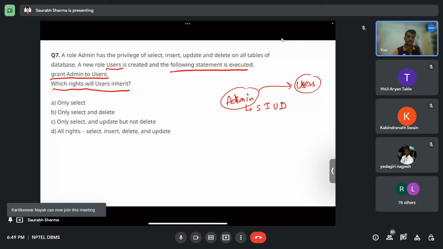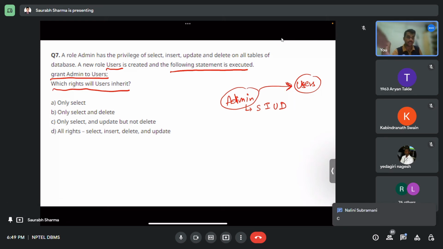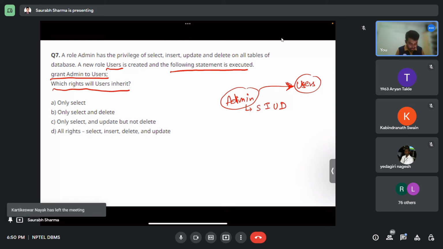If we go through the lectures, we will see that whenever we grant some role, the user virtually works as that role. So the user will have access to all the rights defined for admin. If admin is able to use select, insert, update and delete, the user will also be able to do the same. The first option is only select, no. Only select and delete, no. Only select, update but not delete, no. Because we are granting admin to users, it will be able to do all the things. The answer will be D.